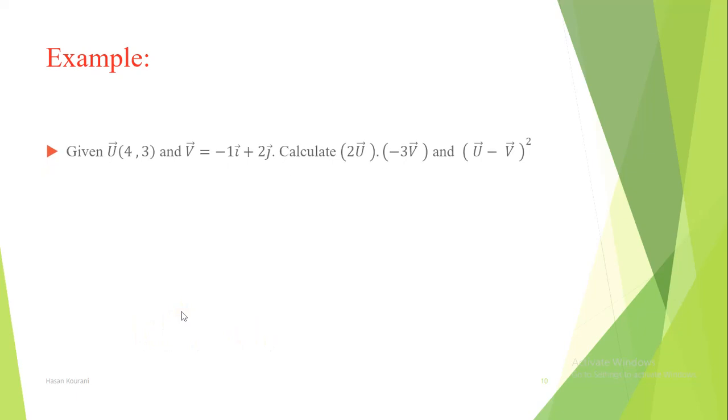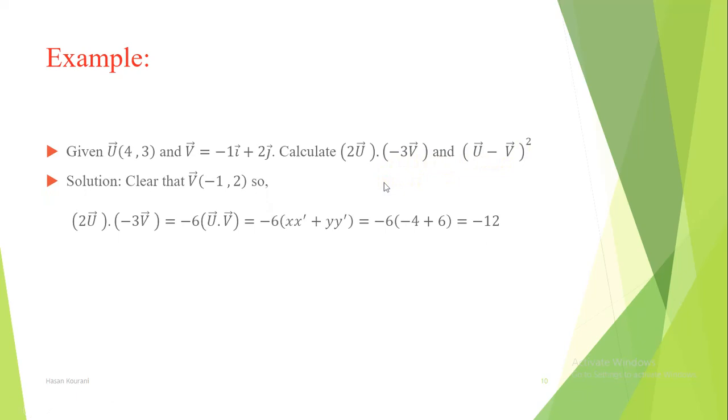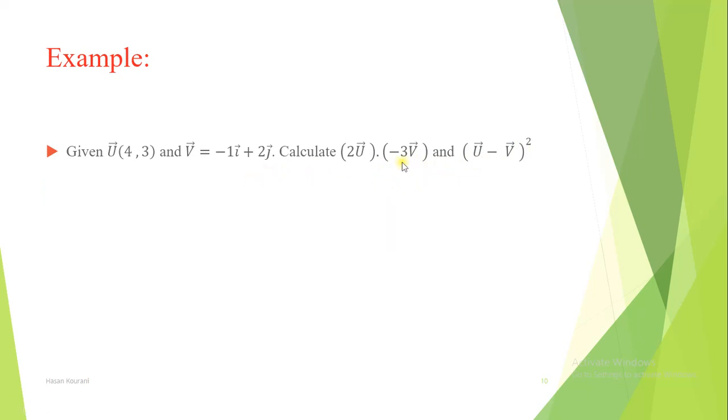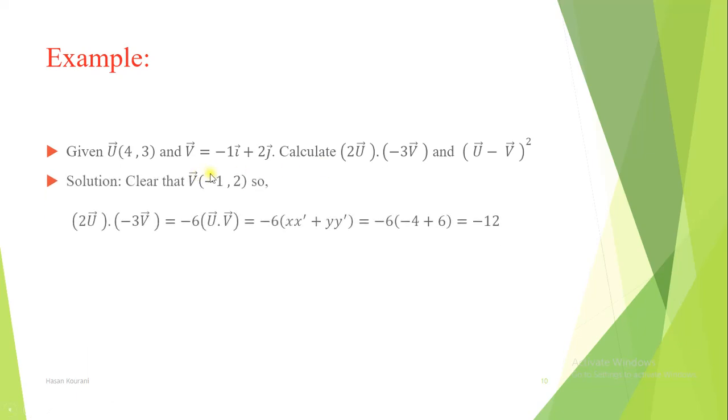First one, we are given, as you see, vector u (4, 3) and another vector v in vector form minus 1i plus 2j in an orthonormal system (O, i, j). We are asked to calculate 2u dot minus 3v and (u minus v) squared, each one alone. I advise you to pause this video and try to calculate this scalar product yourself. Then check your answers with us.